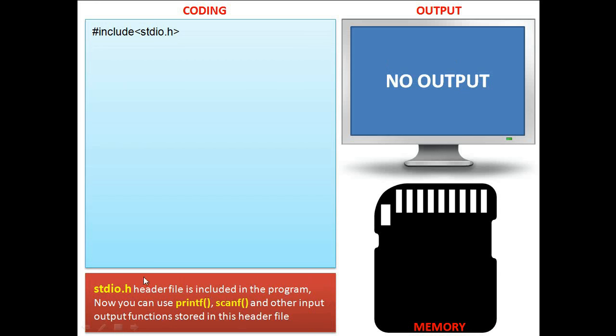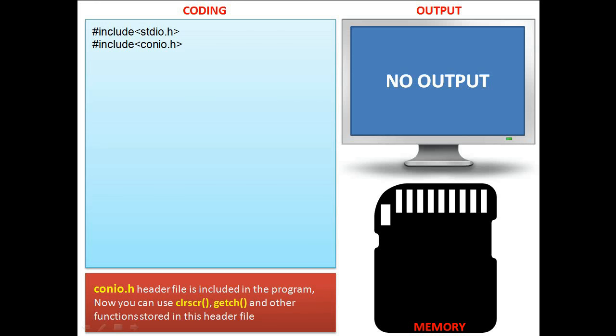messages. Okay, so in our program the first line we wrote is hash include stdio.h. So what does this actually mean? stdio.h is a header file which contains some useful functions like printf and scanf. So in our program we are using printf and scanf functions, so that is why we are including this header file in our program.